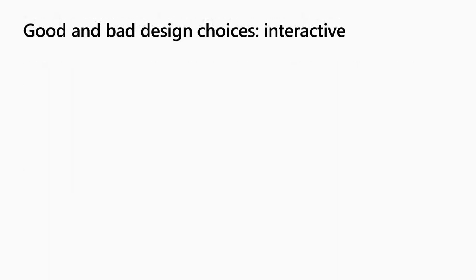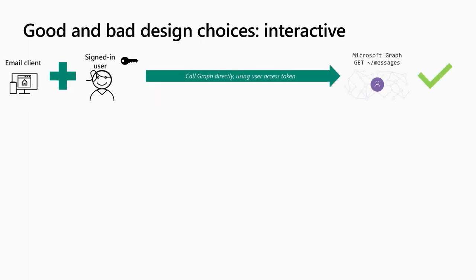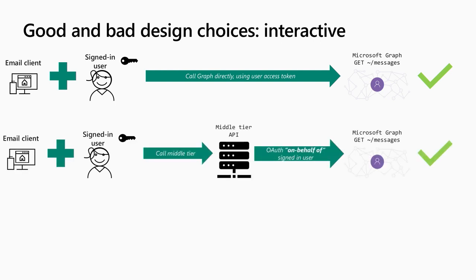Let's go through some good and bad design choices for each of those. So first for interactive scenarios. And I'm using a simple email client application here. As we see, user signs in with their credentials, and the client app can call Graph directly. So it's all good. But let's say that we wanted to create a middle tier API because we want to have some business logic running in the middle tier and not on the end user client application.